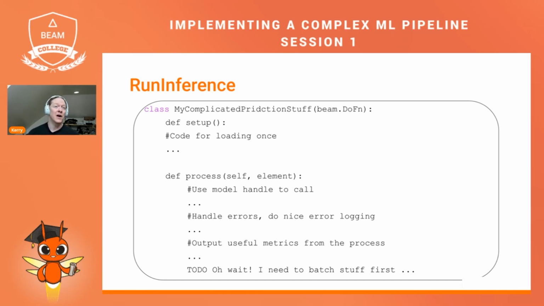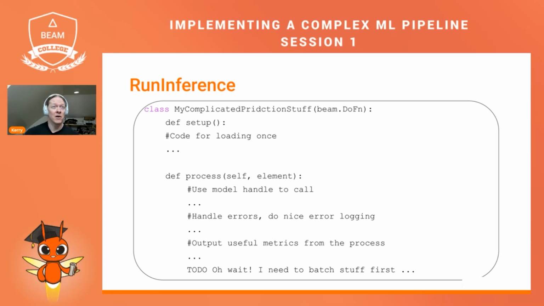You would have to define your own setup code to do things like download and load the model into a GPU or a CPU. You would have to write your own processing code. And inside that processing code, you would have to be able to adapt whatever model call you have to the model you've loaded. You would have to do error handling. You would have to output metrics. You would have to do batching. Very likely, you'd have to do pre and post processing.